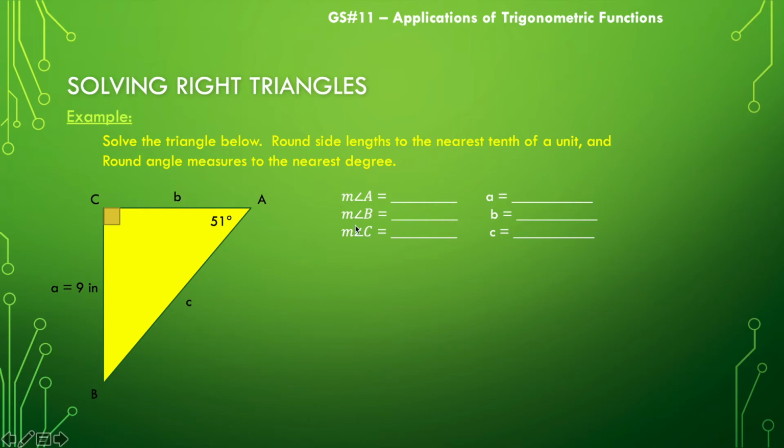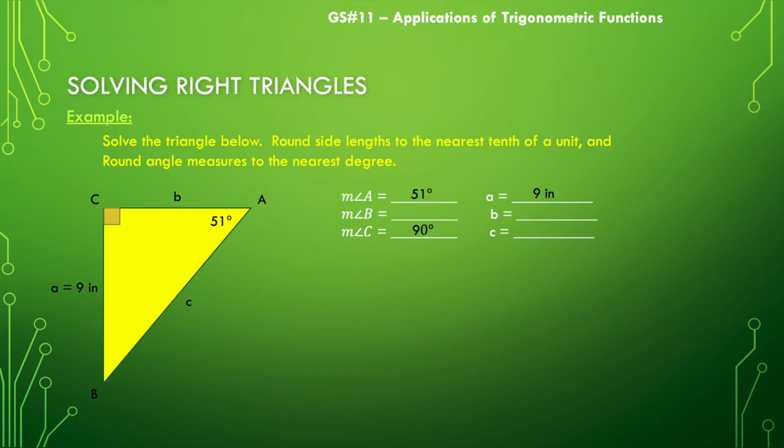It makes sense to go ahead and organize our work. Write down what we know, and that is going to help us determine strategy and what we need. So we know the measure of angle A is 51 degrees, we know the measure of angle C is 90 degrees, and we know the length of side a is 9 inches. Let's go ahead and fill those in.